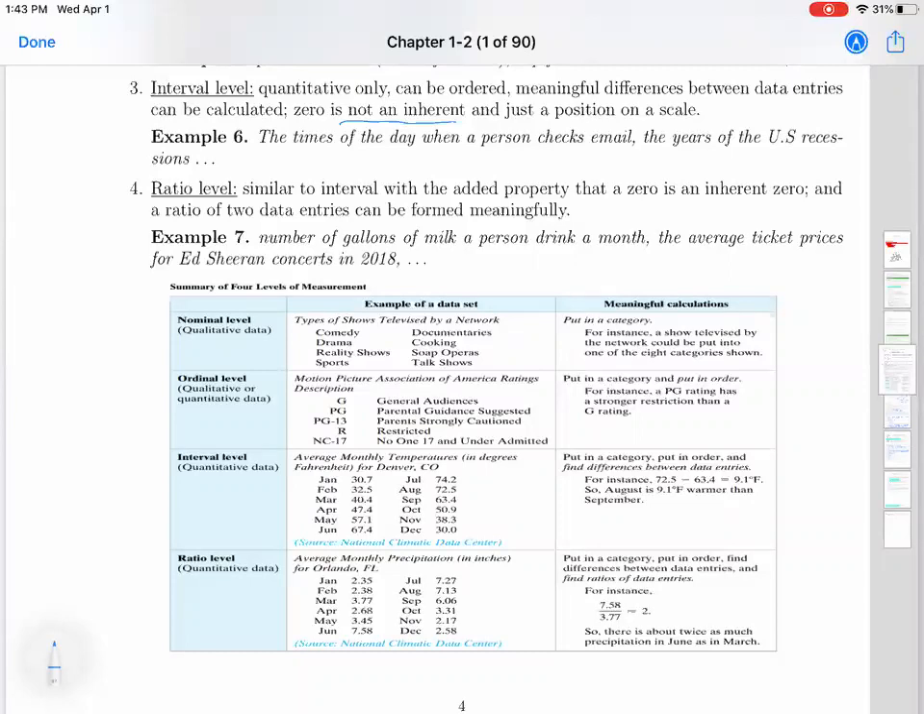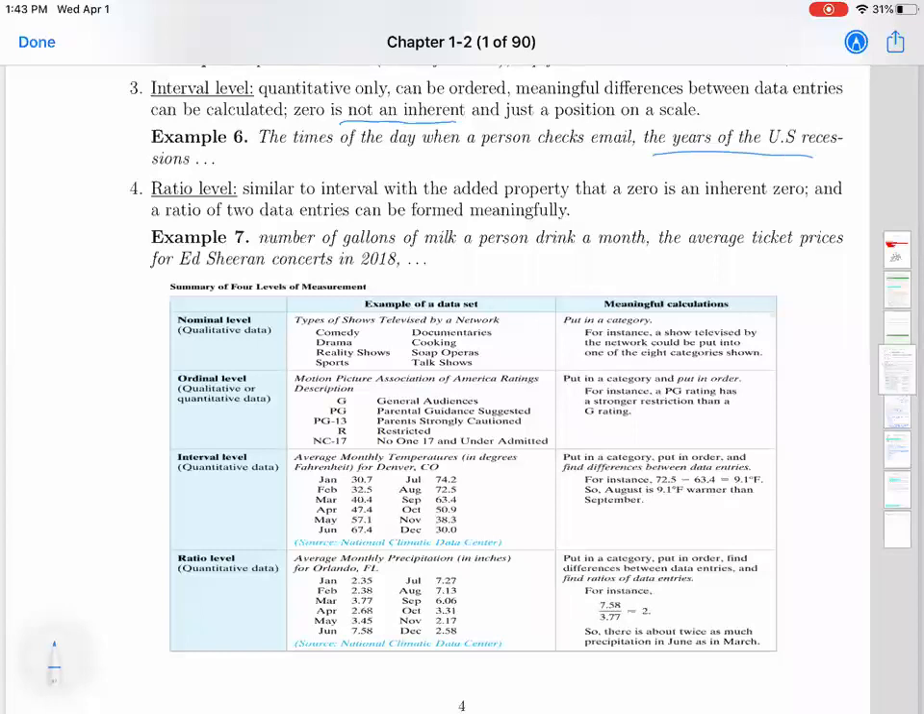And if you take the difference between the 2 values, let's say from 10 to 8, then you have 2 hours. You can say that this person checks his or her email every 2 hours, from 8 to 10, and then noon, and then 2, and then 4, and 6, and 8, and so on and so forth. Okay. And the next example is the years of the US recessions.